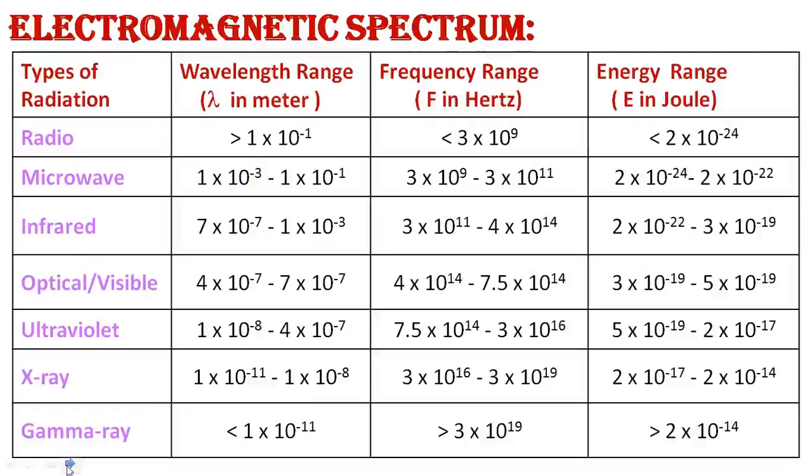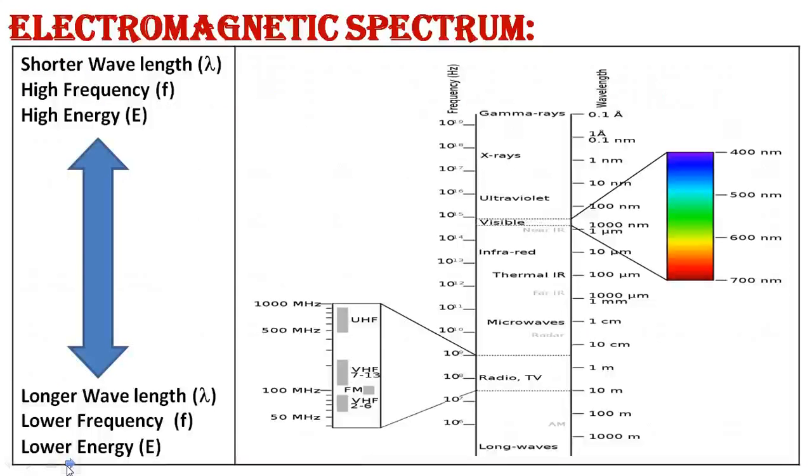So there are different types of waves in the electromagnetic spectrum, with their wavelength range in meters, frequency range in hertz, and energy range in joules. These are radio waves, microwaves, infrared waves, optical or visible waves, ultraviolet waves, X-rays, and gamma waves. The diagram shows how frequency, wavelength, and energy change, indicated by the arrow, and how bands are generated in the electromagnetic spectrum.